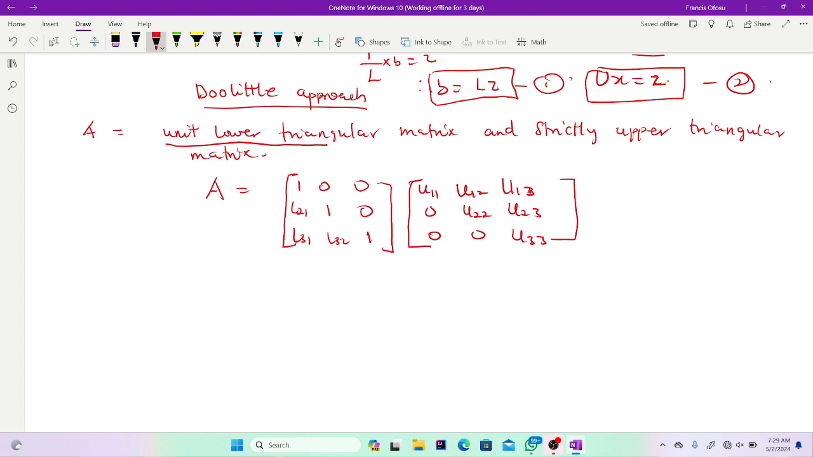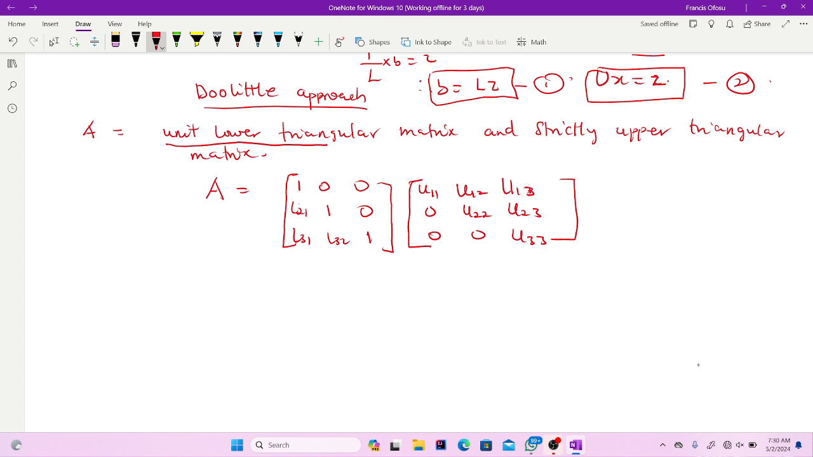So the reason why it's the Doolittle approach is that you realize that on the lower triangular matrix, I have ones representing the principal diagonal. So all the elements on the principal diagonal become 1. They all turn 1. That's why we say unit lower triangular matrix. And here is a strictly upper triangular matrix because there are no 1s here.